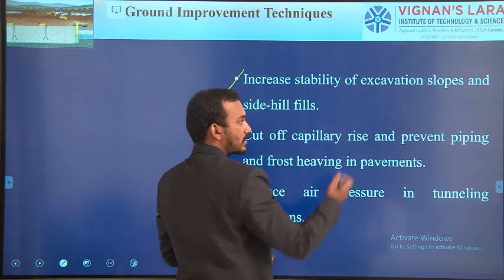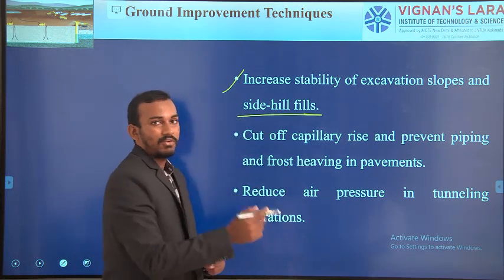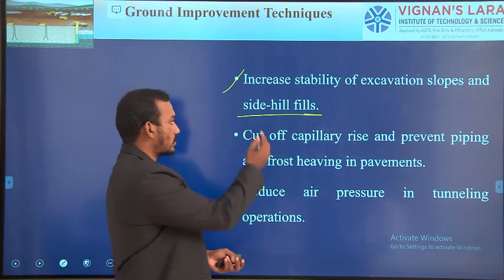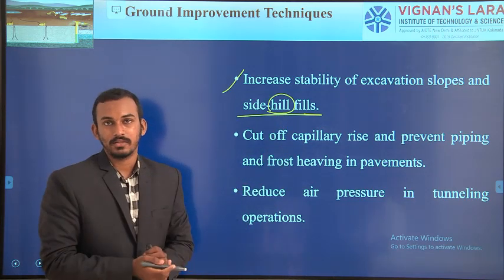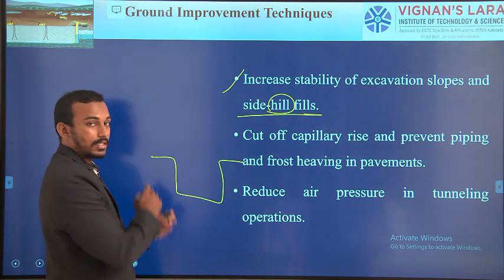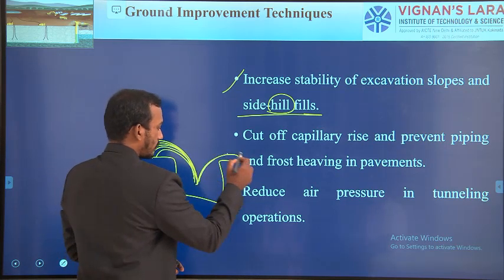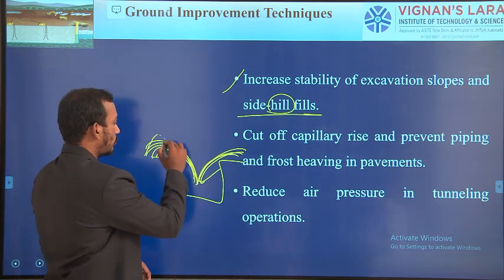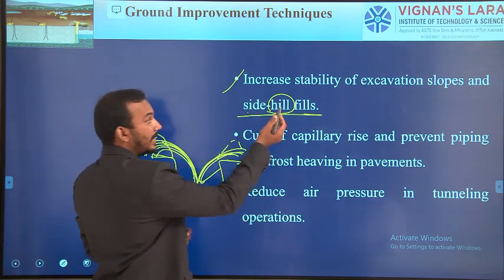Increase stability of excavation slopes and side hill fills. Side hill fills means backfills. When we excavate the soil, we just place it at the sides of our excavation pit, so that is known as side hill fills. The backfill is going to form a hill type structure. See this one, we are excavating all this soil. Where are we depositing this soil? Just next to our excavation pit. When we excavate this location, all the soil is going to pour next to the excavation pit. That is going to form an upheaval, hill type structure. So that's why it is known as side hill fills.